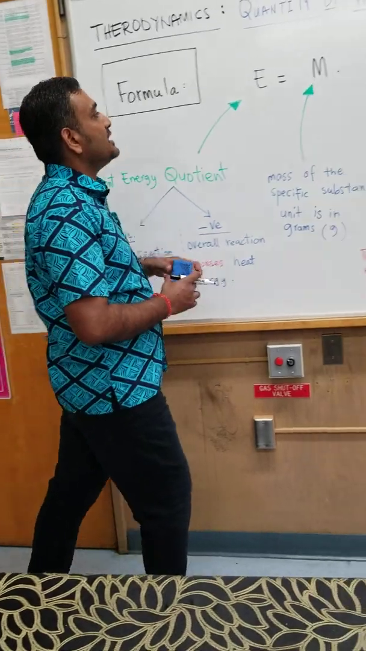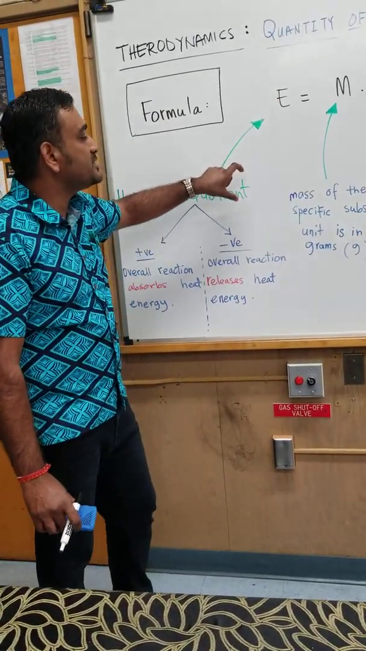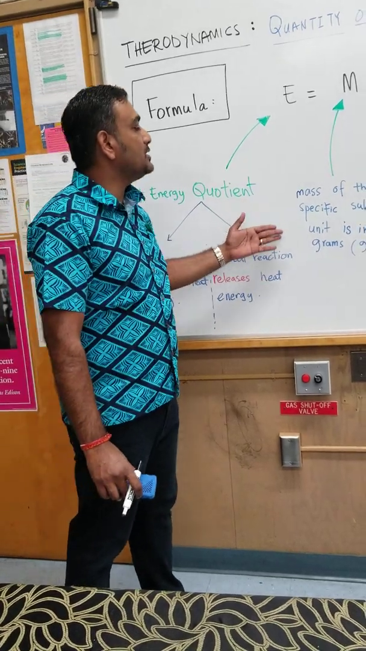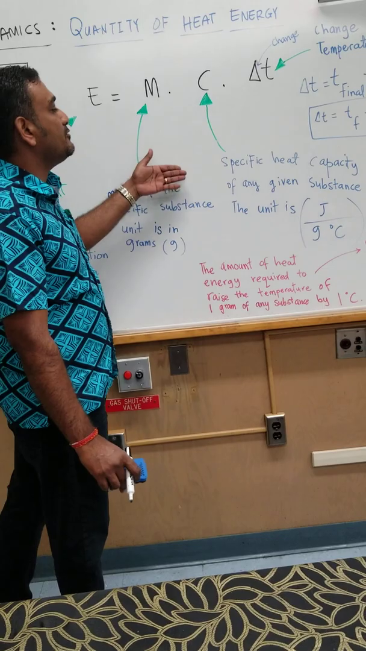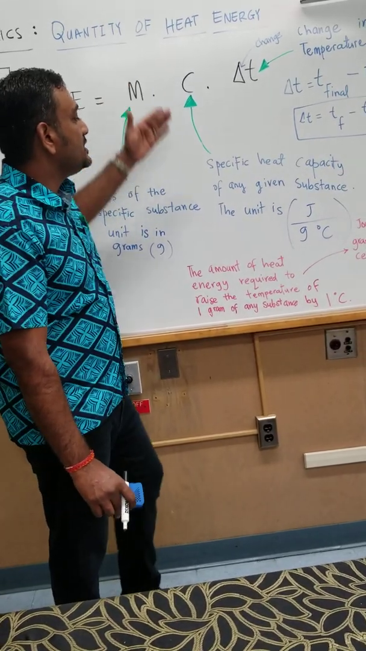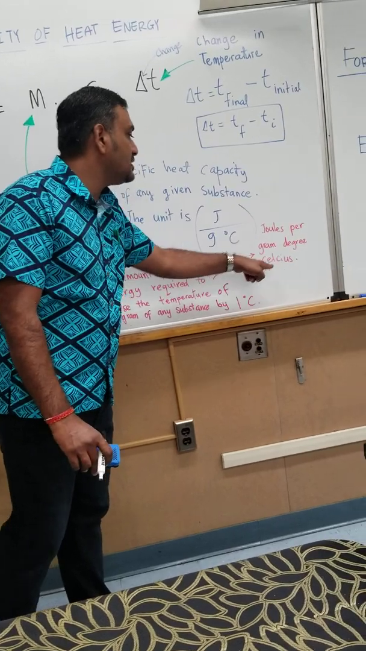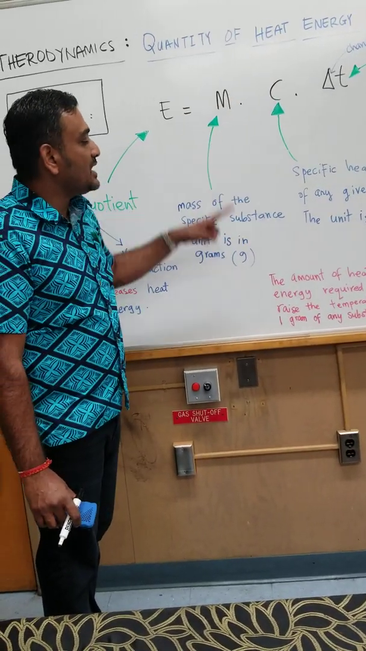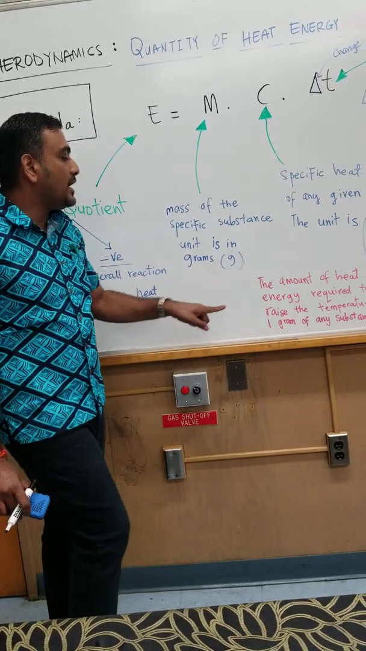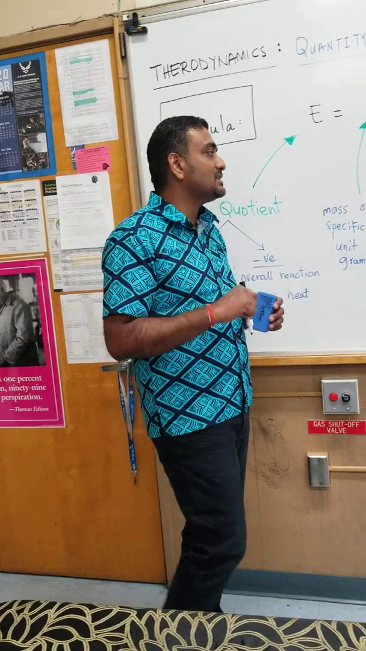Now moving on to the next variable, which is M. M stands for the mass of any specific substance. Most of the time the unit is given in grams. And C is the specific heat capacity of any given substance. The unit is joules per gram degree Celsius. So the specific heat capacity means the amount of heat energy required to raise the temperature of 1 gram of any substance by 1 degree Celsius.